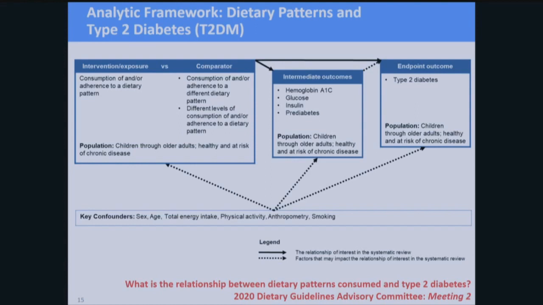The population of interest for the intervention exposure and outcomes includes children through older adults who are healthy and are at risk for chronic disease. Key confounders as shown are sex, age, total energy intake, physical activity, anthropometry, and smoking.